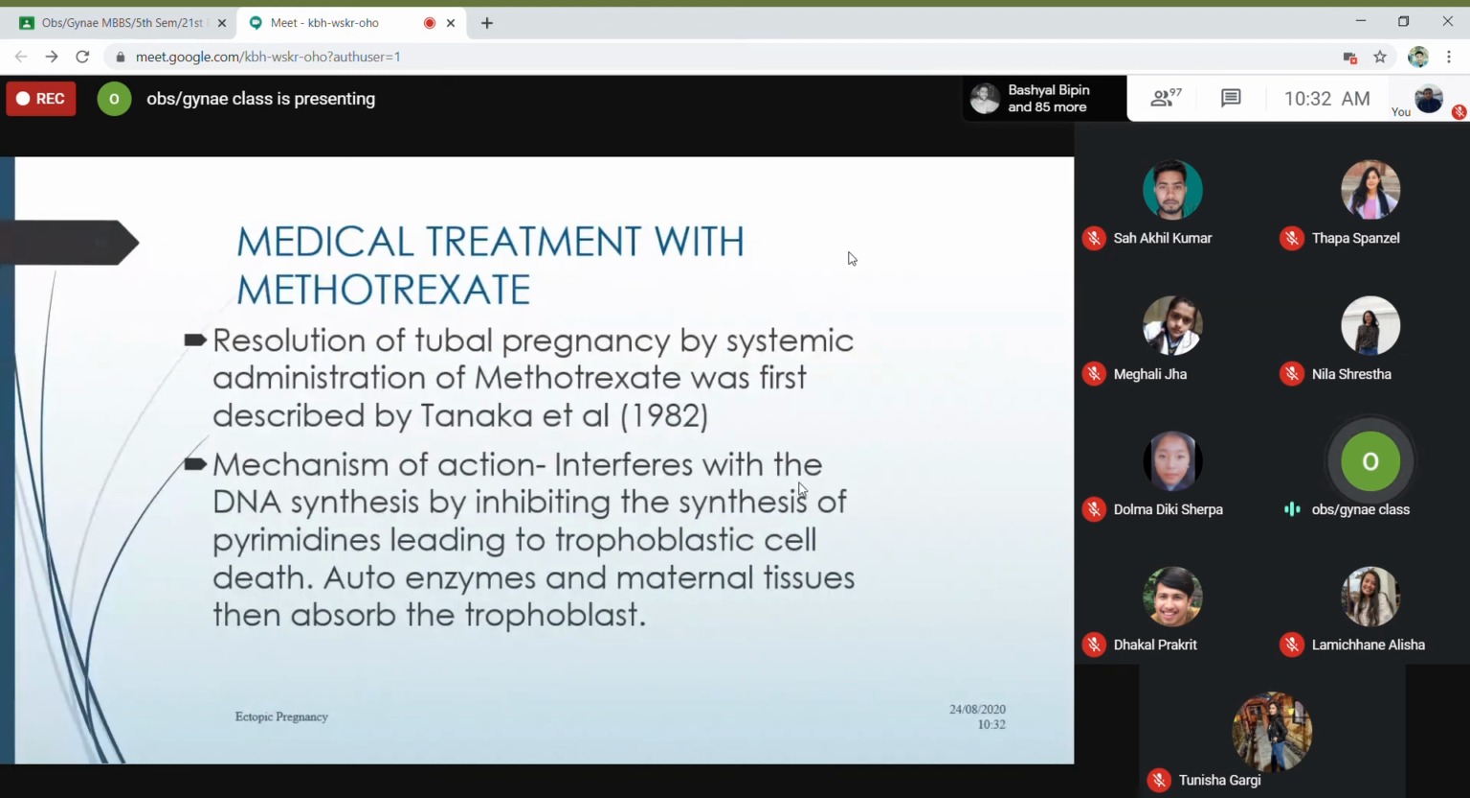So the methotrexate mechanism of action is that it interferes with DNA synthesis by inhibiting the synthesis of pyrimidines, leading to trophoblastic cell death. Okay, autoenzymes and maternal tissues then absorb the trophoblast. So it is killing the trophoblastic cells, and that is now engulfed by the maternal tissue and autoenzymes.